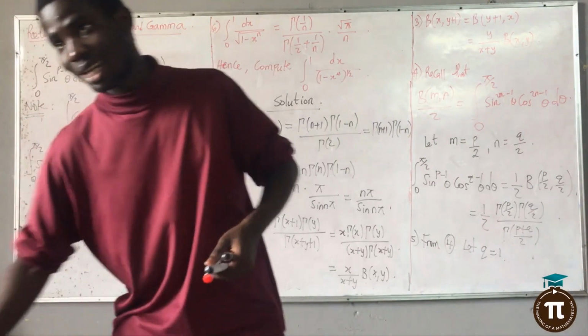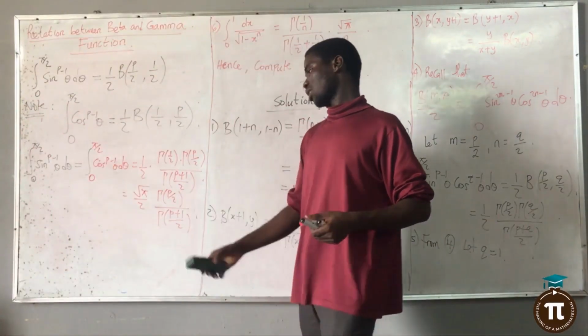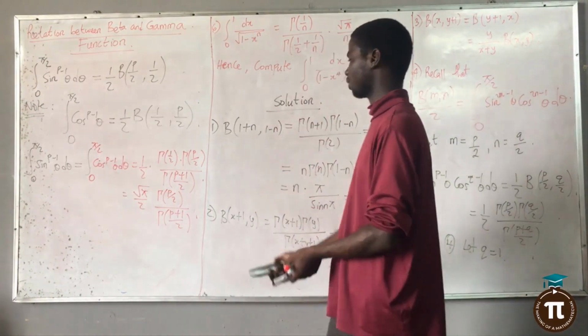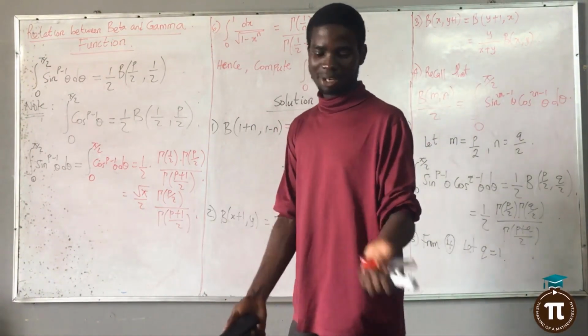So if p is an integer, if it's even, you can compute the value for this, and if it's odd, you can also compute the value for this. You know how to compute the gamma function.